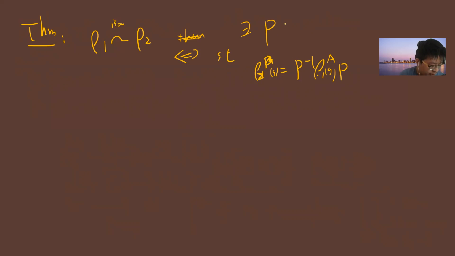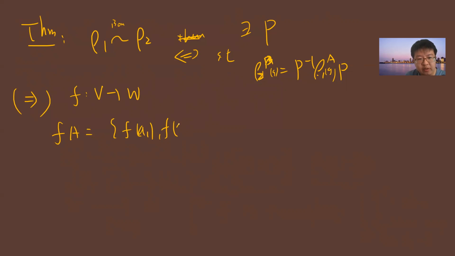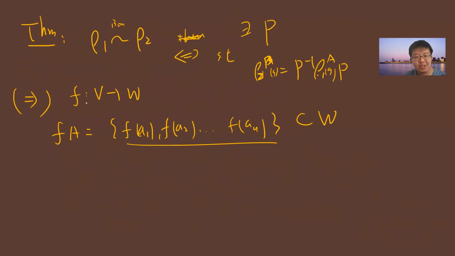Now here is the proof. I think this proof is not difficult, so let's quickly do this. Let's assume they are isomorphic. So I can find an F from V to W that is G-linear. I can map the basis A: F(a1), F(a2), and so on, to F(an). Now just test your ability in linear algebra: it's easy to see that F is an isomorphism, so these are also a basis.